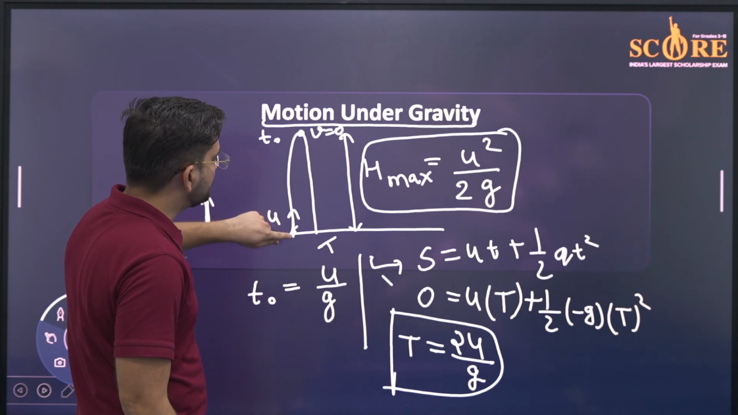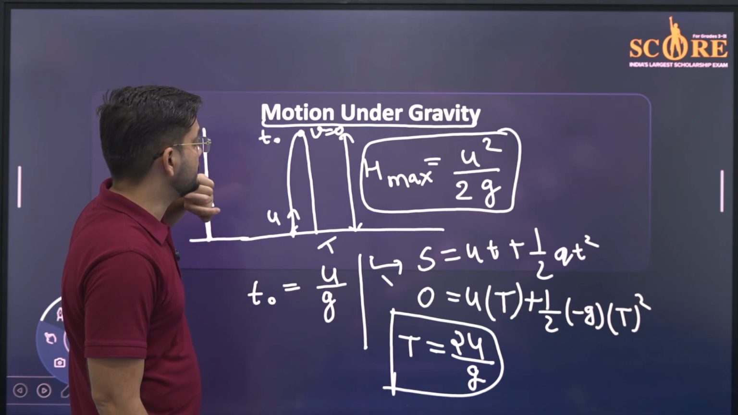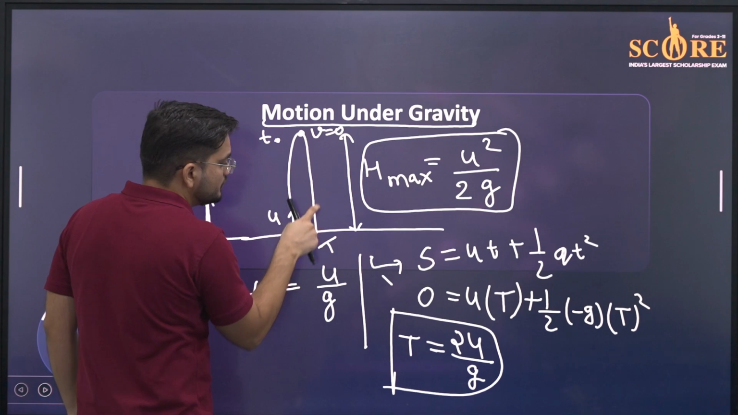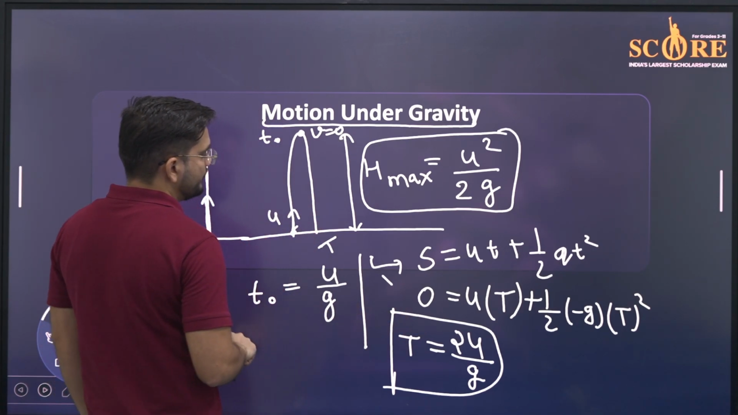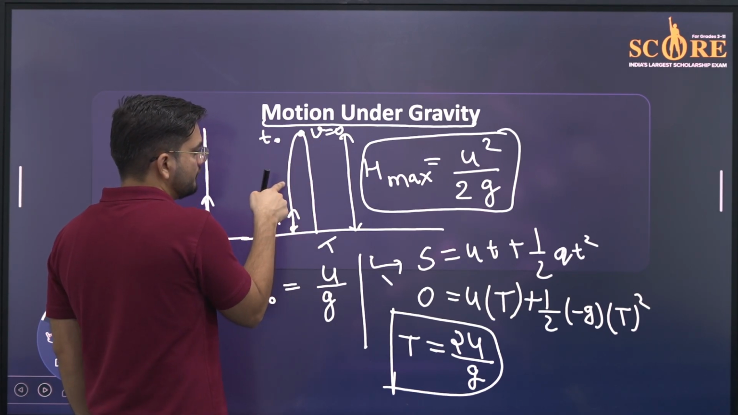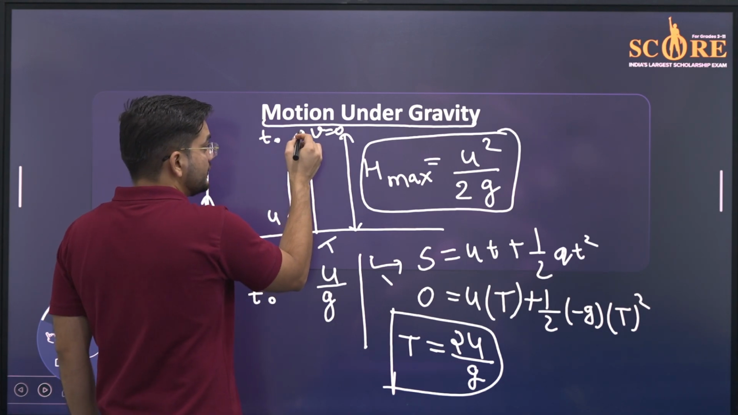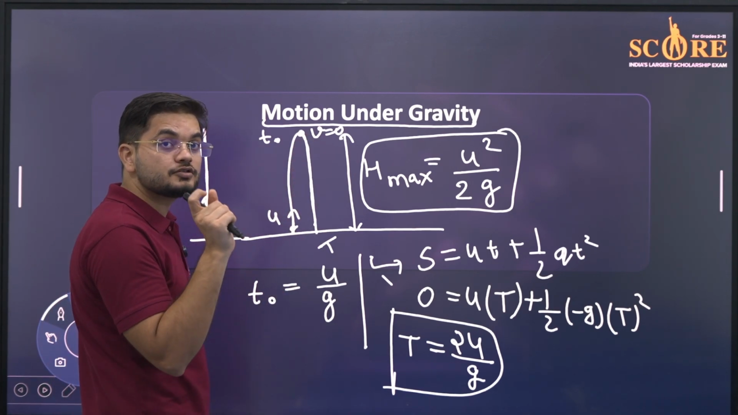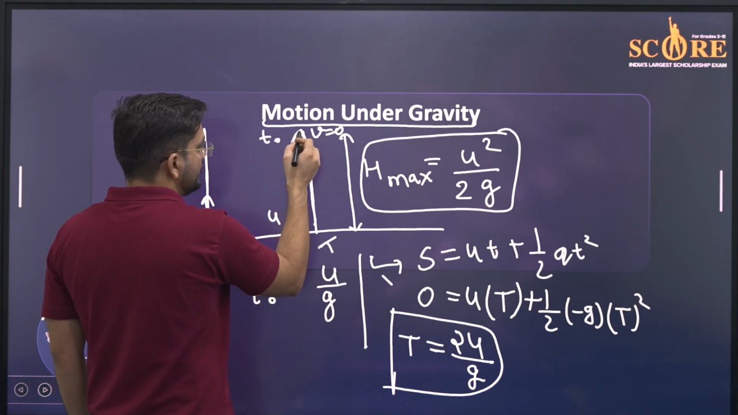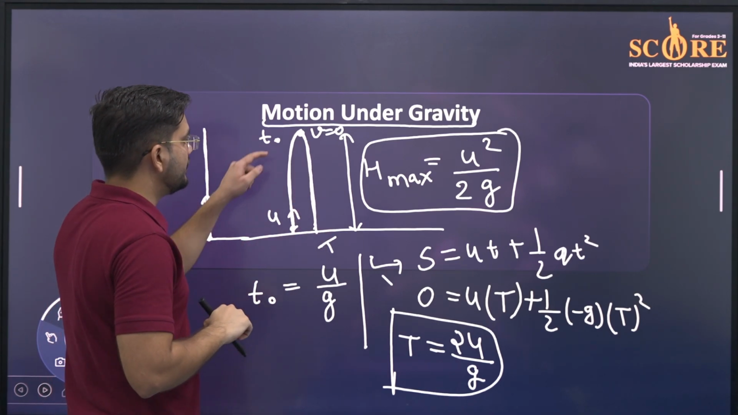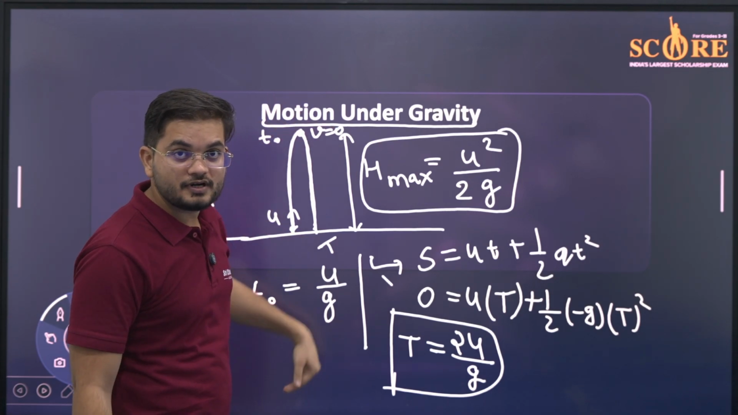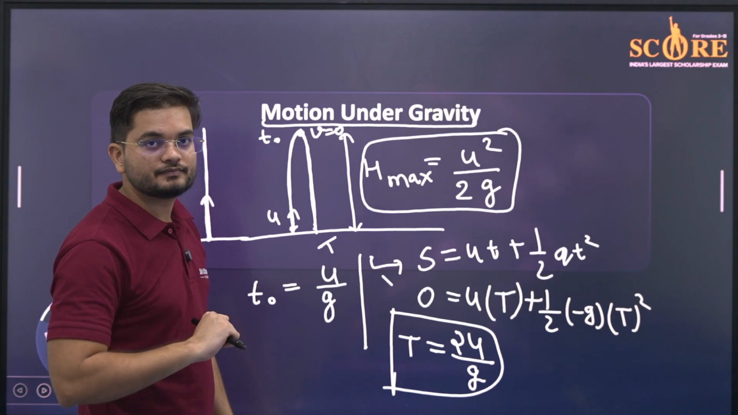Time taken by the particle to reach its highest position is u by g, and total time taken by the particle to return to initial position is 2u by g. So to reach the highest position, the particle will take u by g time, and in the downward journey, the particle will also take u by g. So in the upward journey and the downward journey, the time interval will be the same.